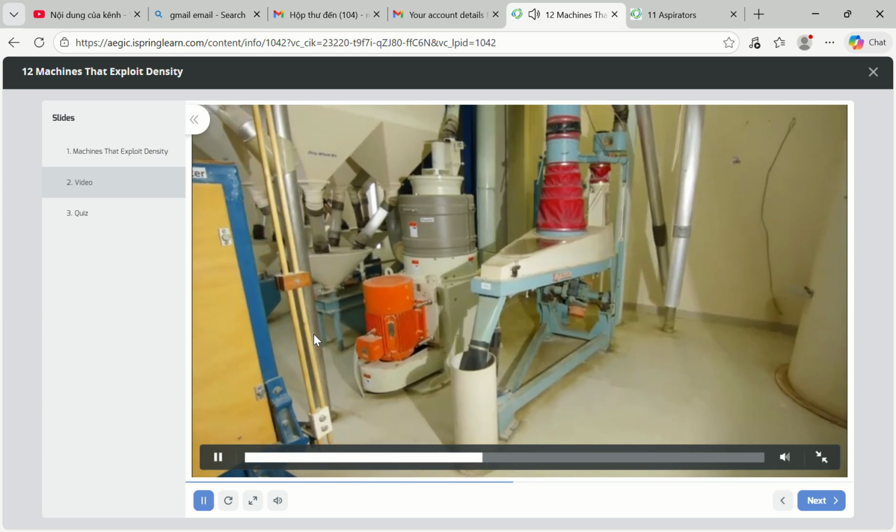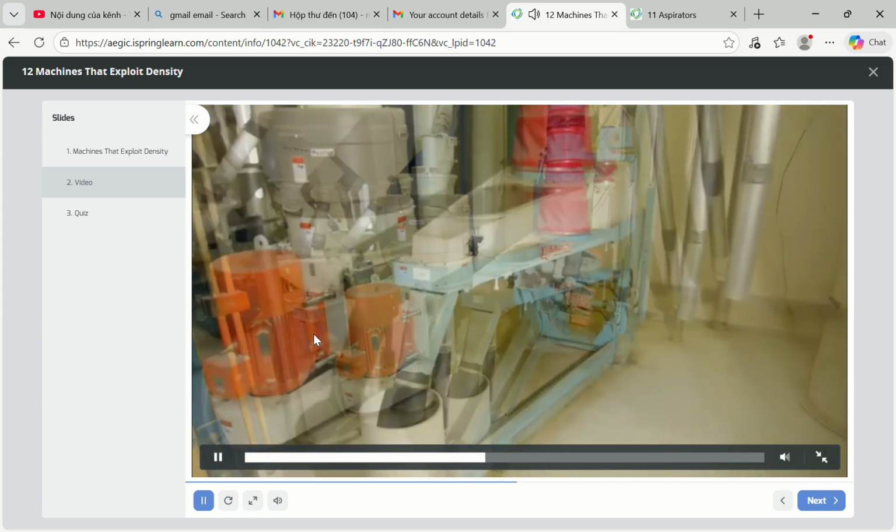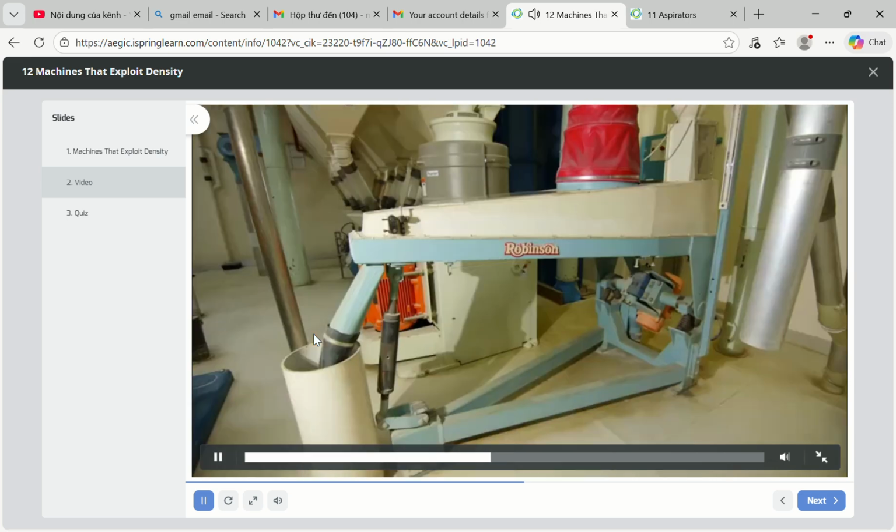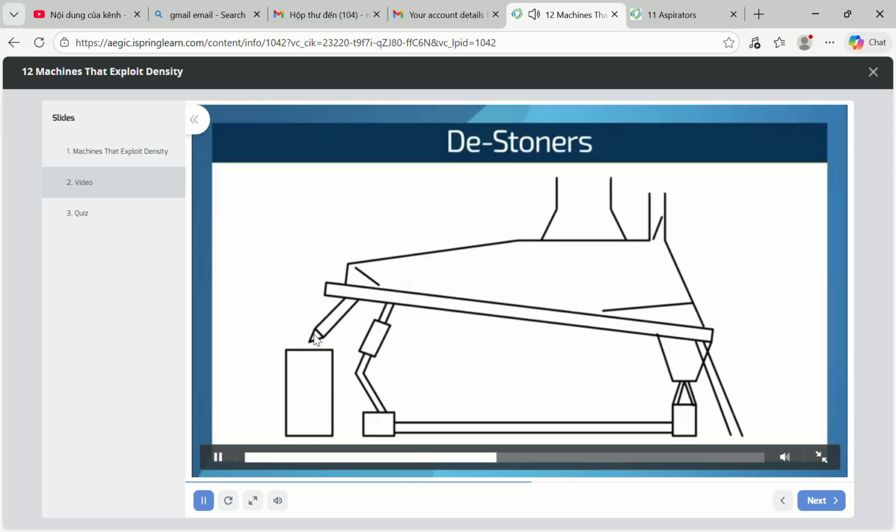Some machines are specialised for removing high-density contaminants. These are usually called dry stoners or destoners. Destoners are set so that the wheat floats above the screen while the agitation of the screen causes the stones to move up the slope of the screen.